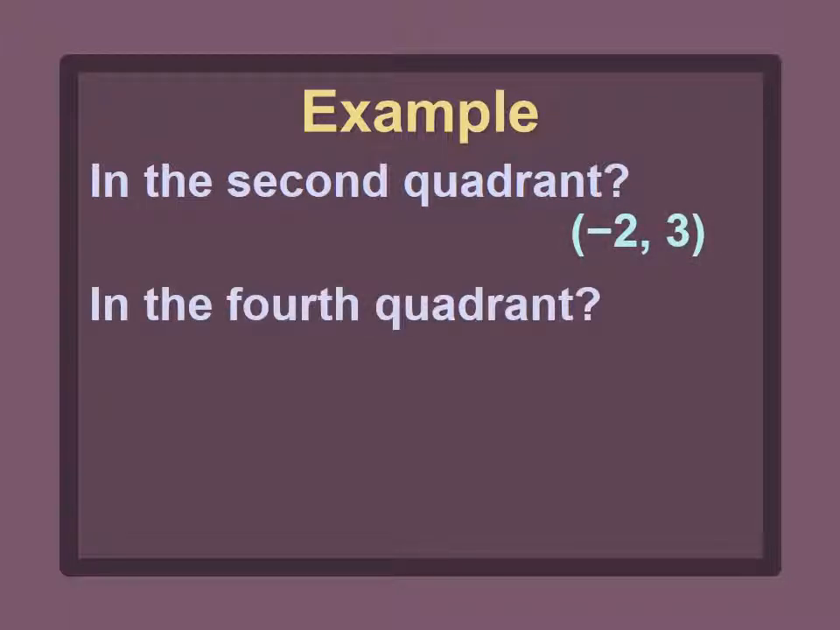And the fourth quadrant is the last quadrant. Your fourth quadrant has a positive x value because horizontally it's to the right of 0, but vertically it's below 0. So you're looking for a positive x but a negative y. And the only point that had that was 3, -1.